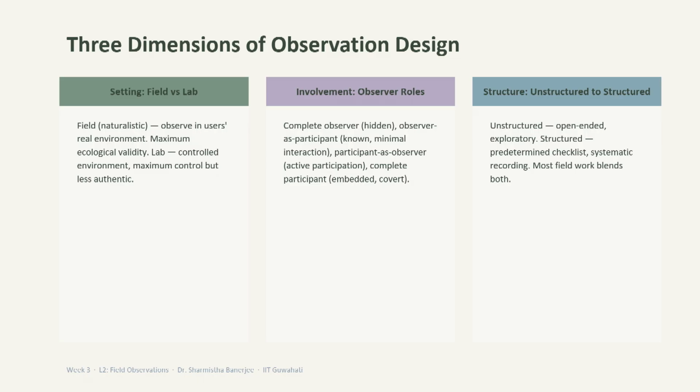Now, the second dimension is about the involvement of the observer, the researcher themselves. So you can be a complete observer, which means you are hidden. Not like covert observation, what it implies is you are out of sight and you are not participating in the activity. You can also become observer as a participant. In this, you are known to the group, and you participate in the group activity, but you are still the observer.